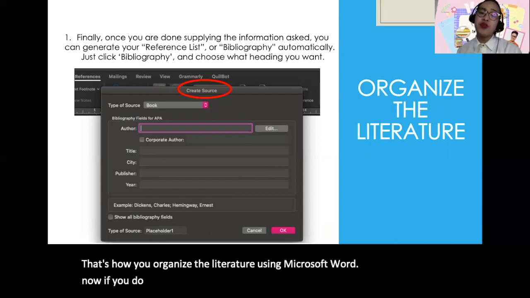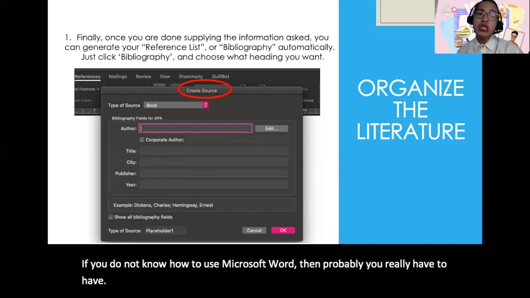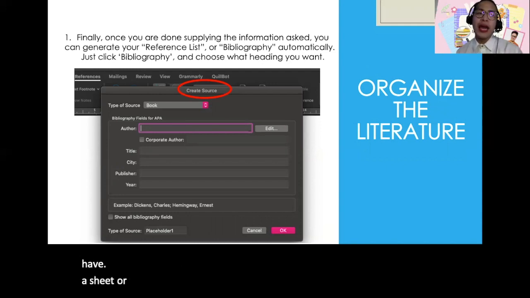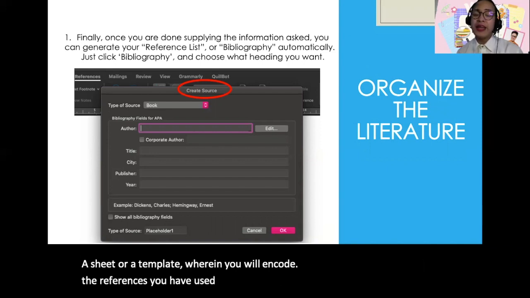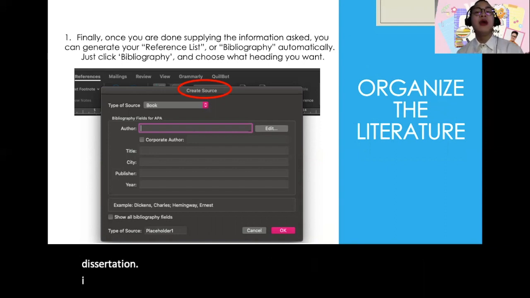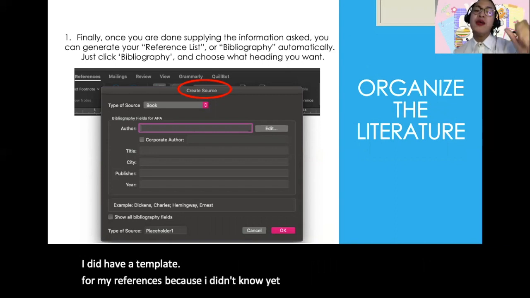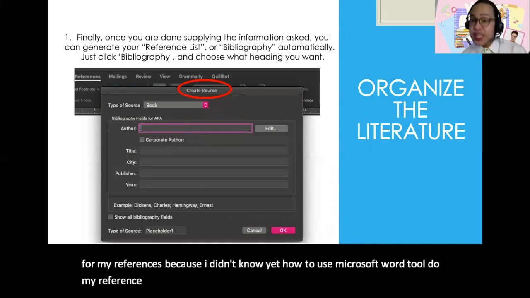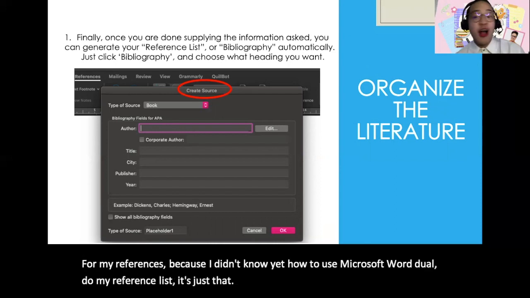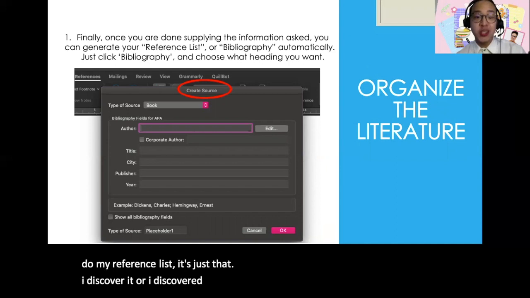Now, if you do not know how to use Microsoft Word, then probably you really have to have a sheet or a template wherein you will encode the references you have used. Actually, when I did my master's thesis and dissertation, I did have a template for my references because I didn't know yet how to use Microsoft Word to do my reference list. It's just that I discovered it because I need to teach it to you. Okay, you're lucky.